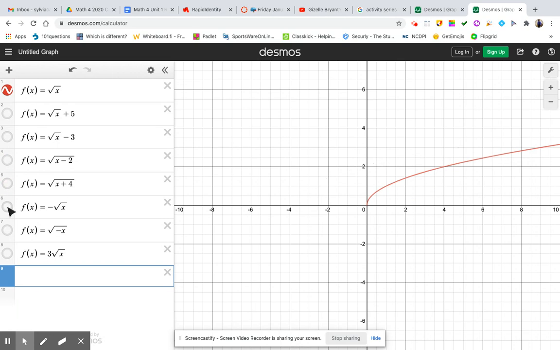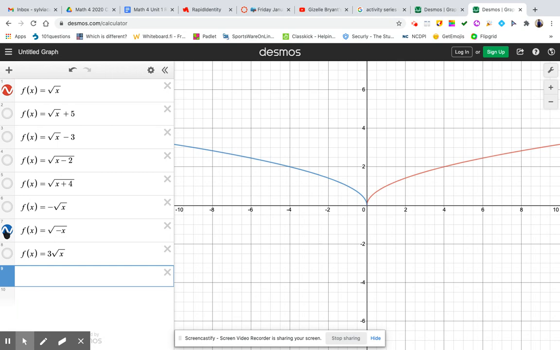If you add a negative in the front, it reflects it over the x-axis. So again, this is my parent square root function. It reflects it over the x-axis. Boom. And notice if I add a negative on the inside, this time it's going to reflect over the y-axis. So on the outside is the x-axis, and on the inside is the y-axis.